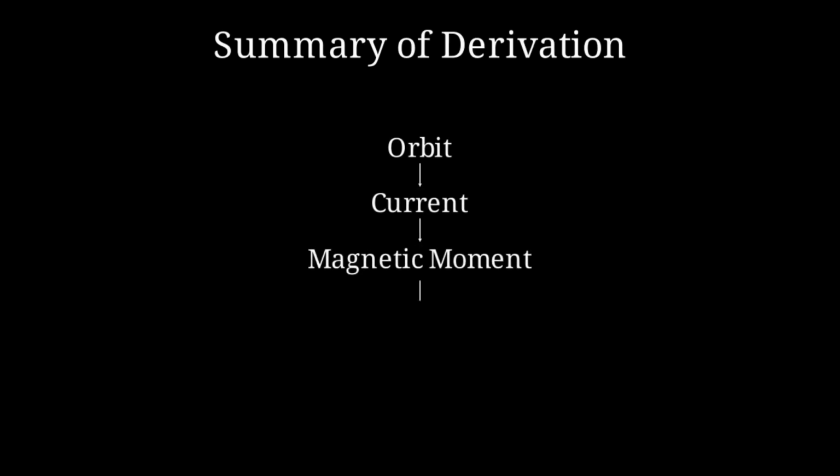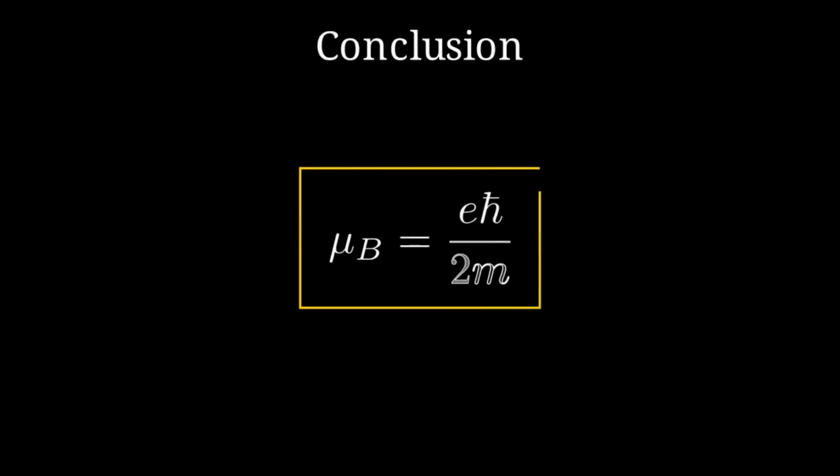To summarize, the electron's orbital motion creates a current loop, which possesses a magnetic moment. Applying quantum constraints to the angular momentum leads us directly to the Bohr magneton as the fundamental scale of atomic magnetism. The Bohr magneton remains a cornerstone in the study of atomic physics and magnetism. This derivation illustrates how classical mechanics and quantum theory converge to describe the behavior of electrons.